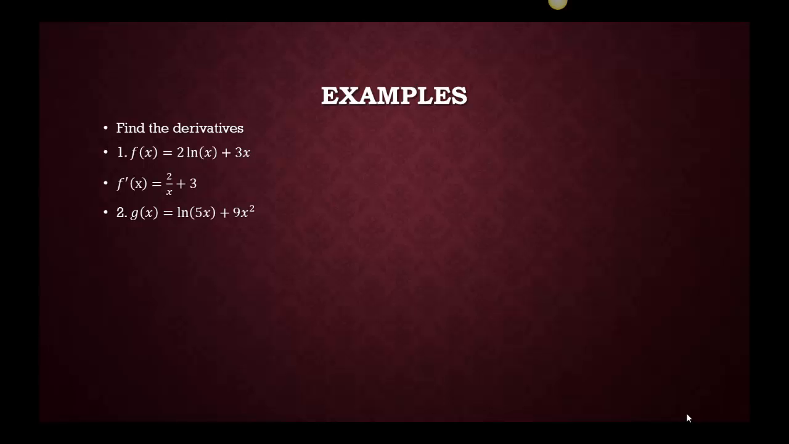If I give you g of x is the natural log of 5x plus 9x squared, well, notice this 5 is belonging to the x. It's not the coefficient of the natural log. It is right there with the x. So I want to first separate that out. So here I have g of x would be the natural log of 5 plus the natural log of x plus 9x squared. So I wanted to separate the natural log of 5x into two terms, natural log of 5 plus the natural log of x.